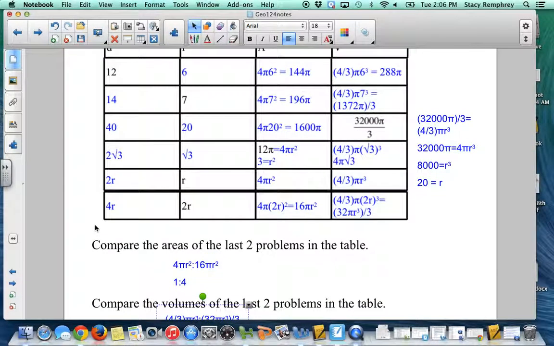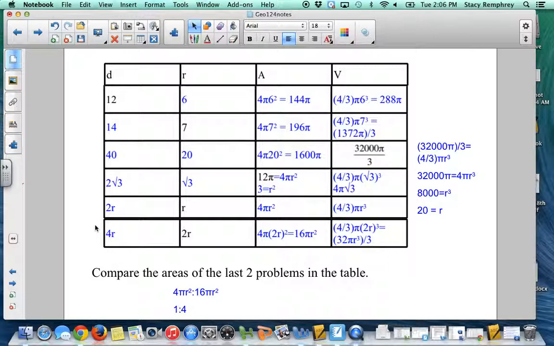All right, so here I have the answers for your table. This is a lot to look at, so you may want to push pause and go through and check your answers. I tried to show all my work, so if you need help, let me know.